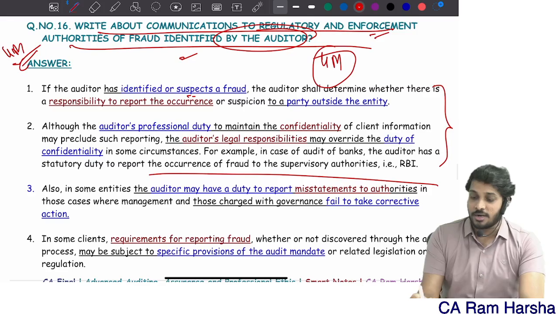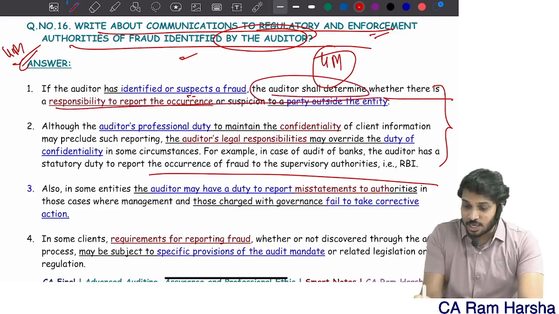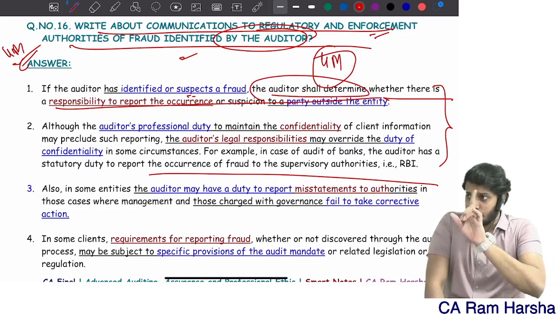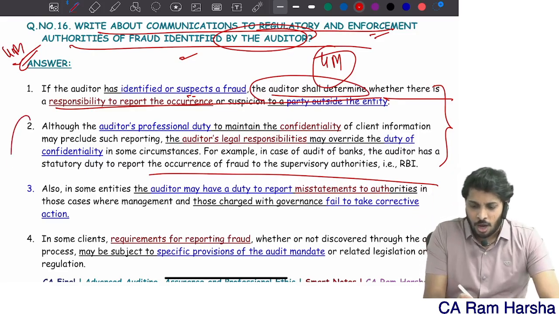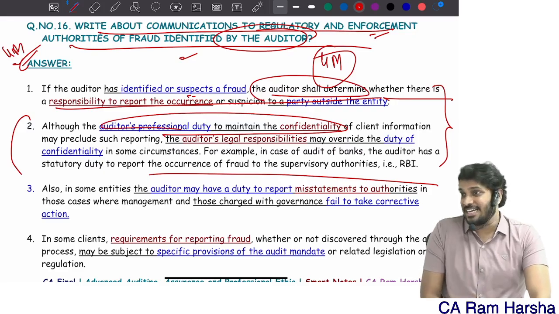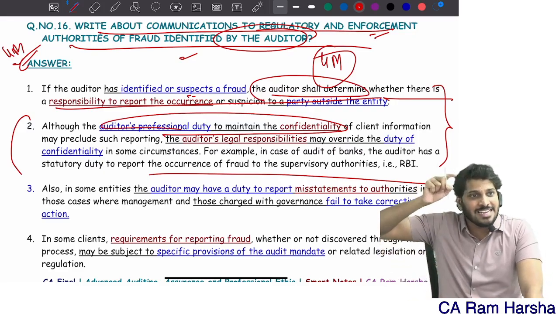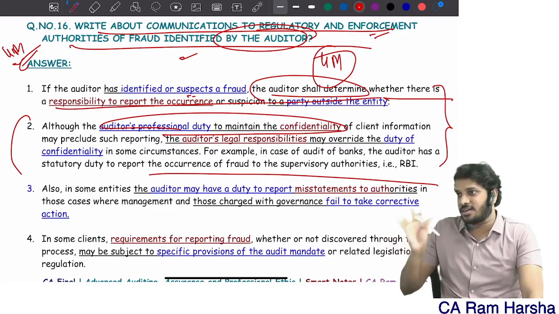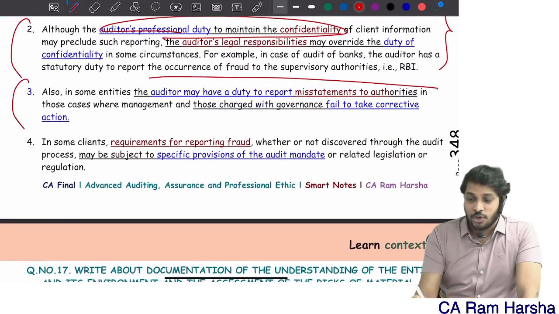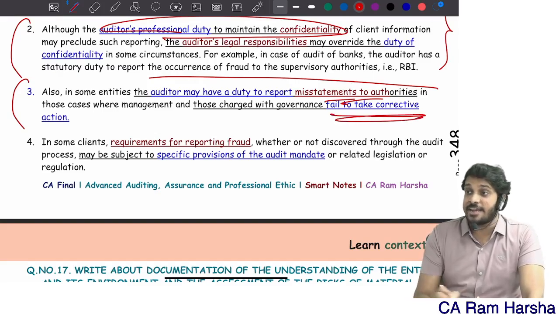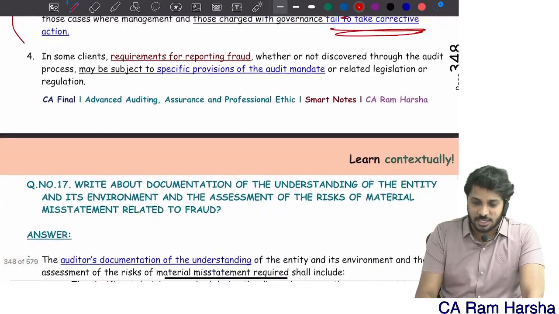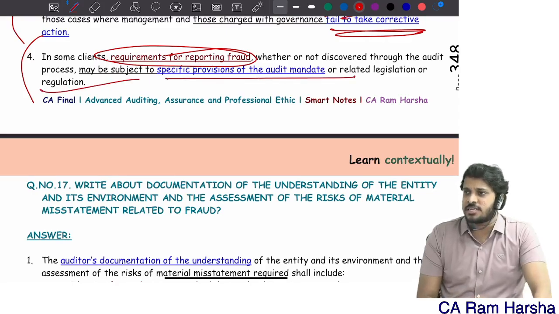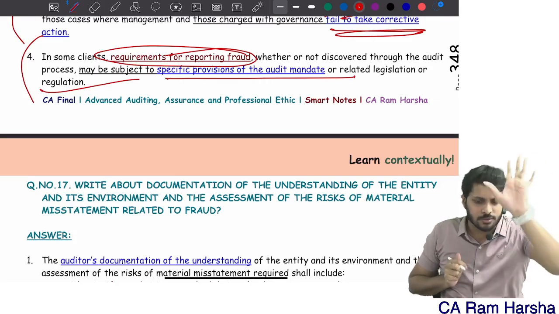If auditors suspect the fraud, you shall check whether there is a requirement for you to report. For example, in a bank audit, if you find any fraud, you have a responsibility to report it to RBI specifically. Although you have to maintain confidentiality, that confidentiality will generally be overridden by legal requirement. Yes or no? If there is a legal requirement, you cannot say it is confidential client data and you will not report. Also, in some entities, you may have to report misstatements to authorities where the management fails to take corrective action. In some clients, reporting of fraud has specific provisions of regulation, and some standards would have given you guidelines. You have to follow those standards.